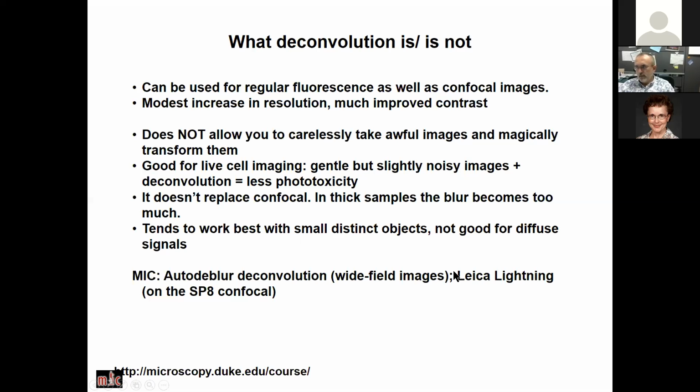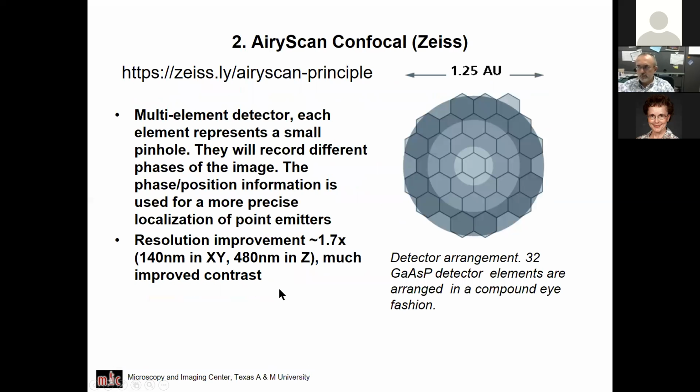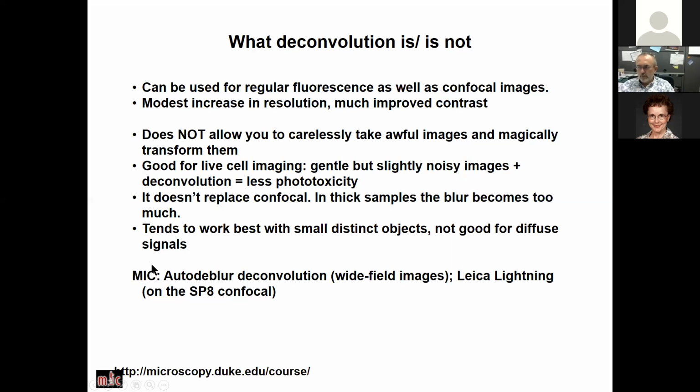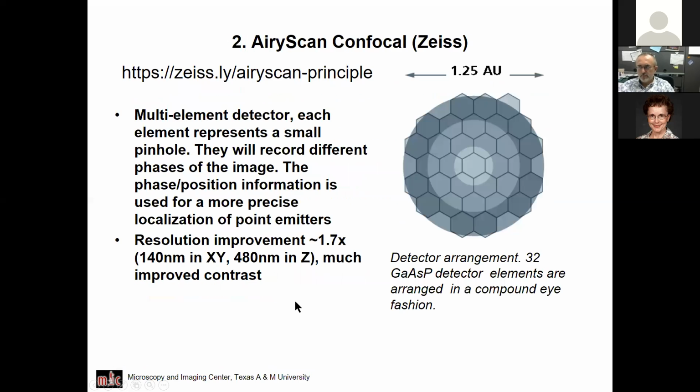And on the Leica confocal, we have the Leica Lightning processing that's integrated in the software. And that actually works quite nicely. So you could buy your own software. Typically, these are in the range of $10,000 to $15,000. But they work quite well, and they're fairly fast in recent years. So that was deconvolution.